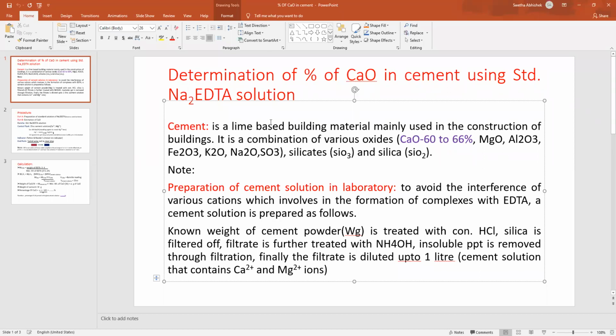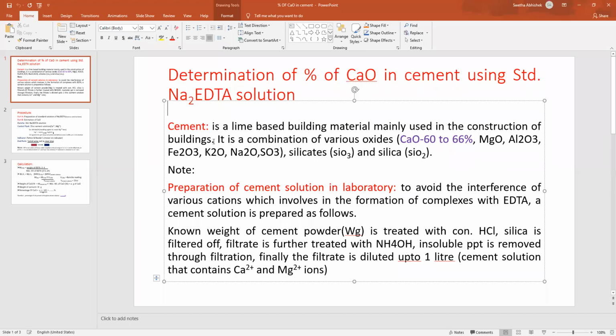Now, what is this cement? Why do we need to calculate the percentage of calcium oxide in cement? Cement is the basic material which is used in the construction of buildings. It is a lime-based material, which means it is made up of limestone, and by a calcination process, the limestone decomposes to calcium oxide. So cement is a lime-based building material mainly used in the construction of buildings, and it is known for its good binding property.